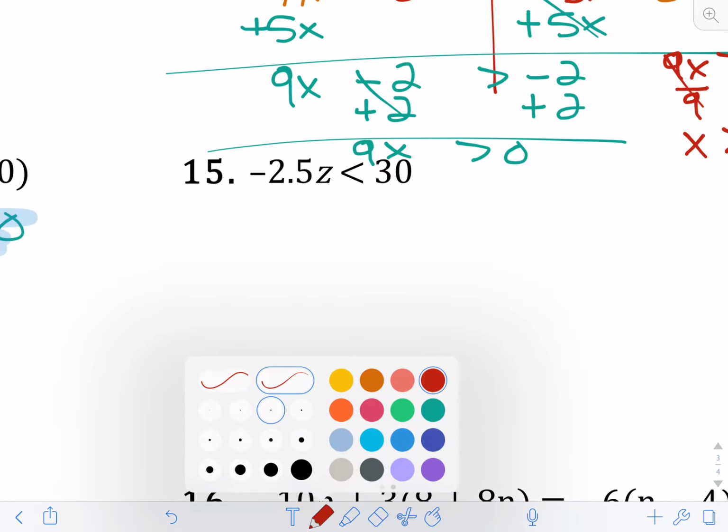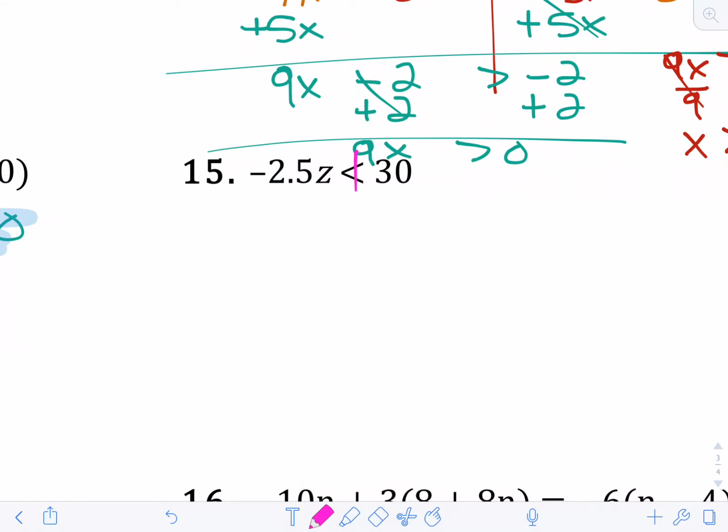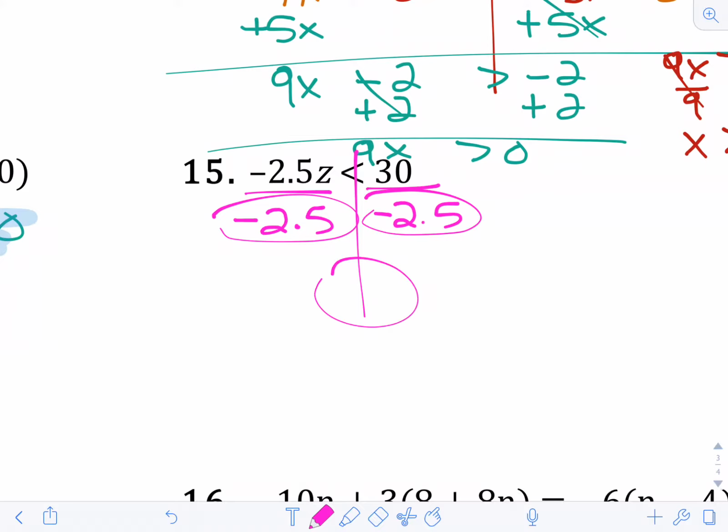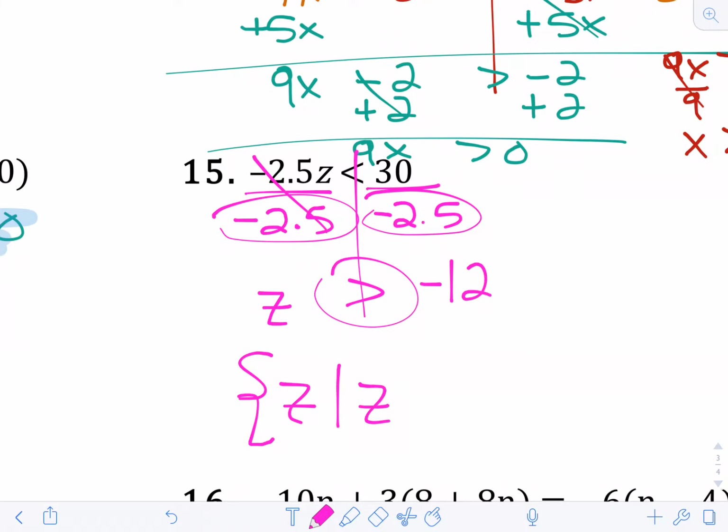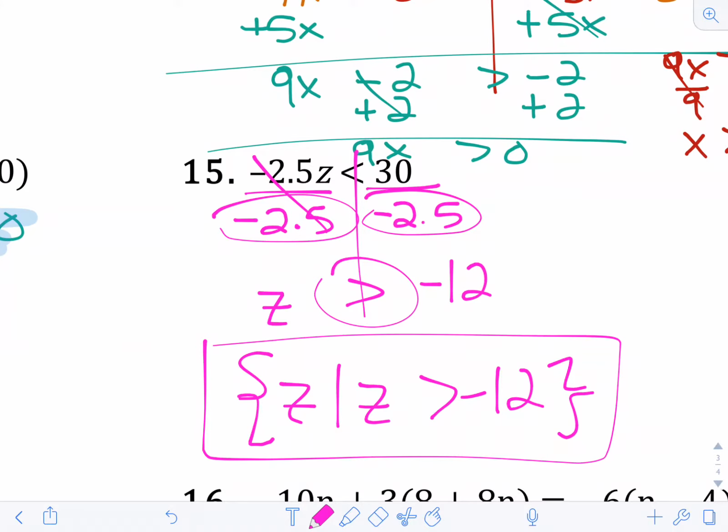Alright, number 15. Okay, so number 15 here, draw my line on the equal sign, the inequality. Divide by negative 2.5. Remember, we are super shocked that we are dividing by a negative. That's why we draw this face on here. The mouth is to remind us that the less than becomes a greater than sign. This becomes a z. And then we have 30 divided by negative 2.5, which will give us negative 12. All we gotta do is write our answer in the fancy little format and fancy little bracket, and we are done. The most important thing for you to remember on this problem is that when dividing by a negative, you flip the inequality symbol.